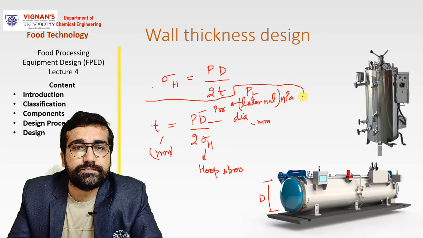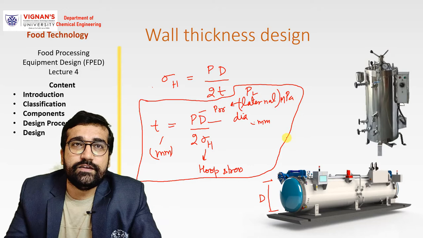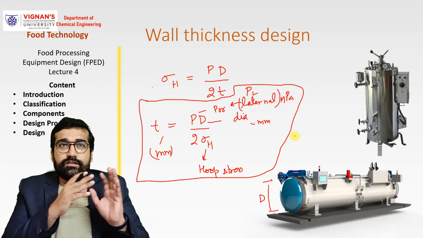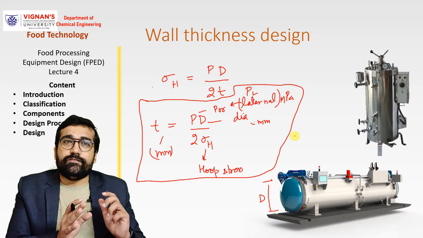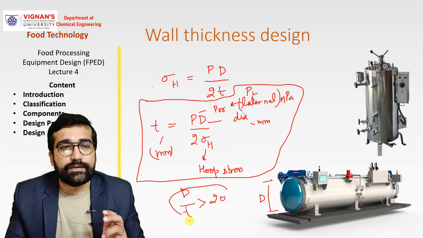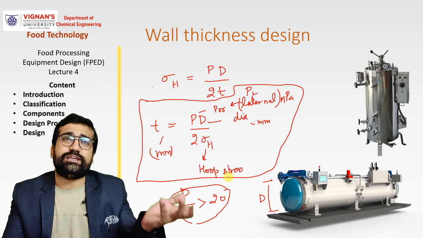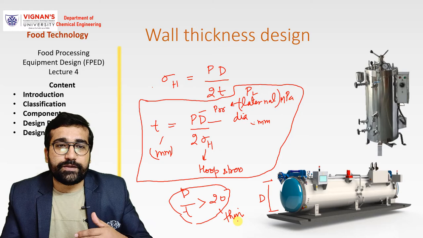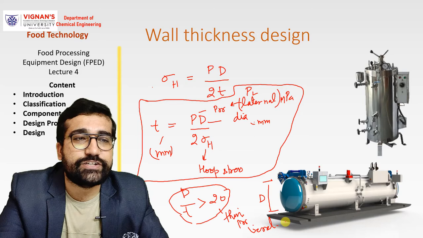So this is the formula for thickness, because we design the autoclaves assuming that we are going to design a thin pressure vessel. Here the diameter by thickness ratio is always more than 20, which means these are thin pressure vessels. So next comes the miscellaneous design.